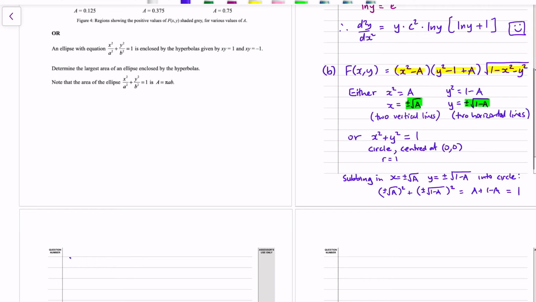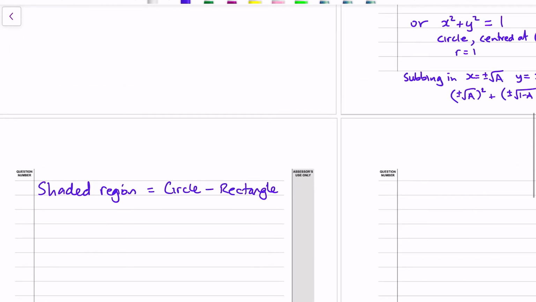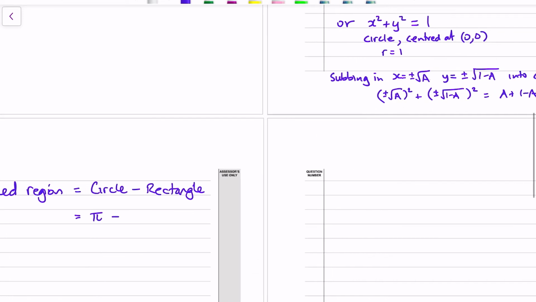So the shaded region is the full circle minus the rectangle. Now the full circle, because it has a radius of 1, the area is equal to pi. And the rectangle has an area of base times height.